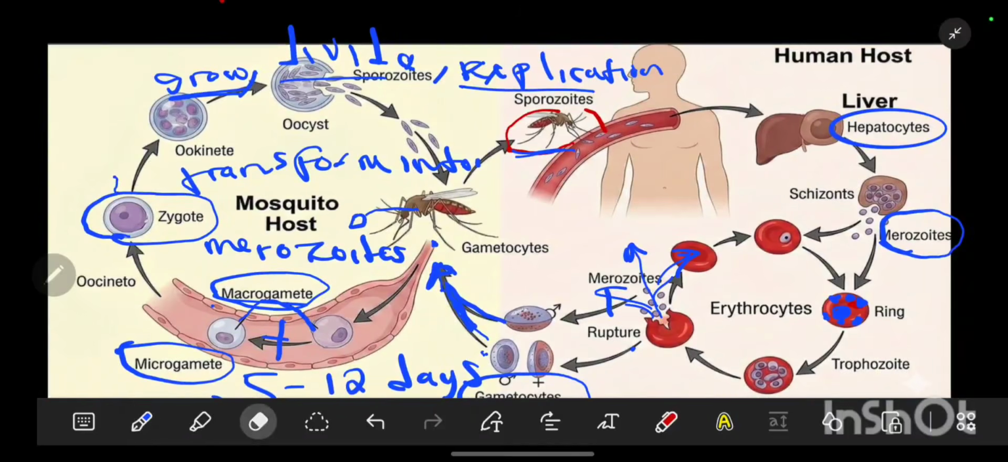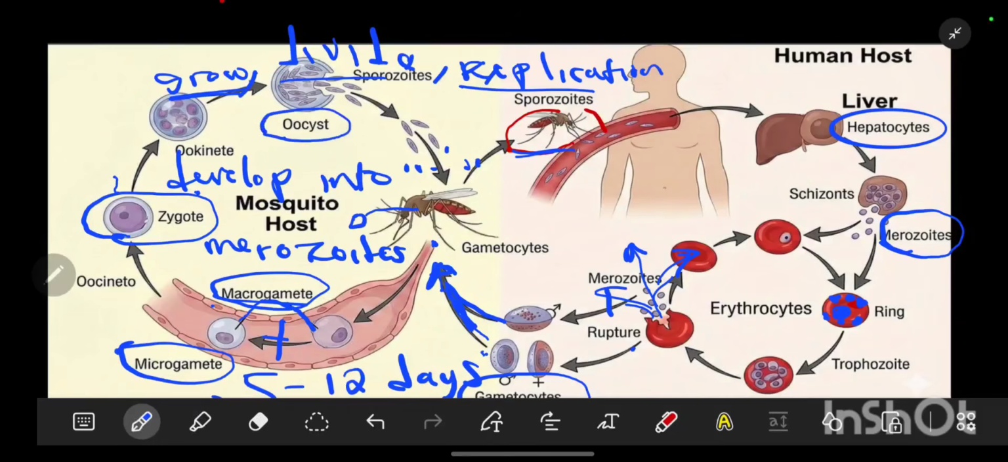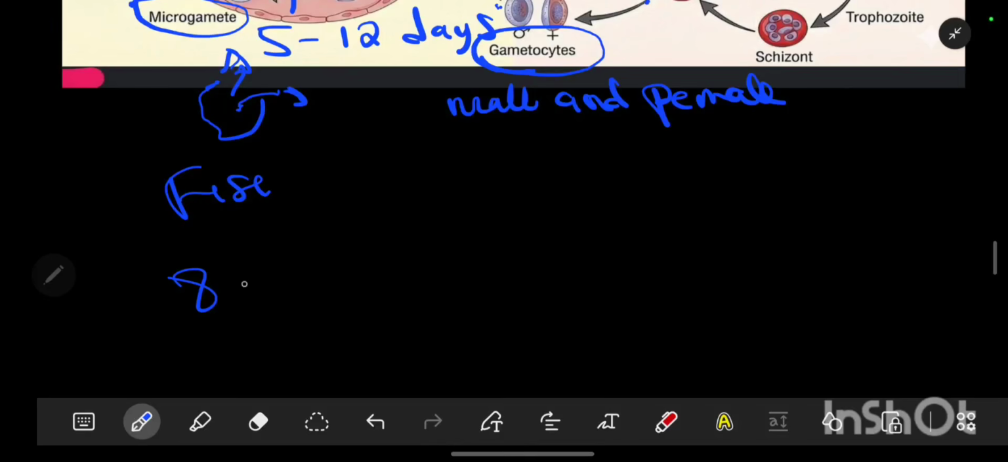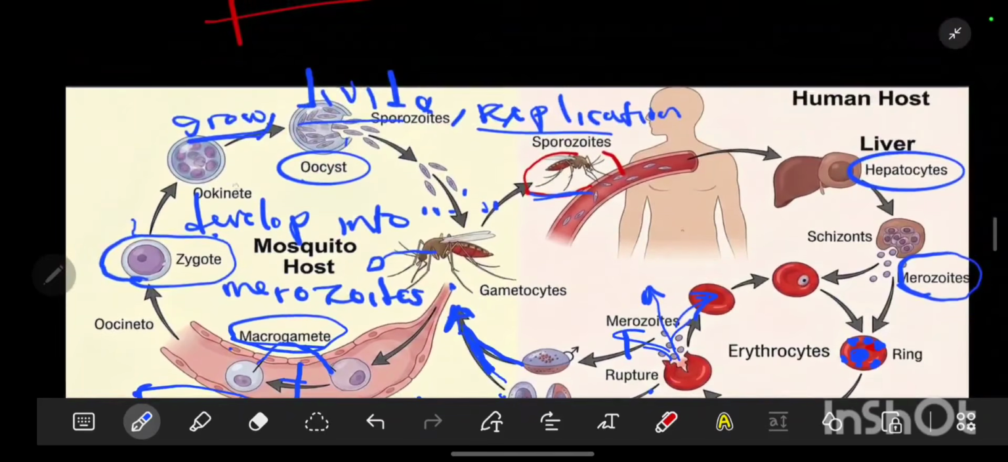The zygote will now be able to develop into what we are going to call an oocyst. So an oocyst like that. Then you should know the days: after 8 to 12 days, the oocyst will be able to burst. As it bursts, as you can see here, it has broken down like that. It bursts or ruptures.